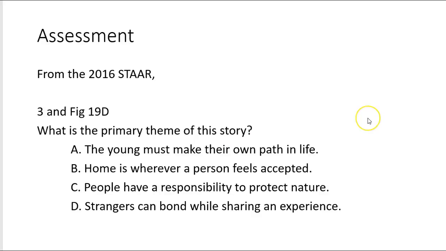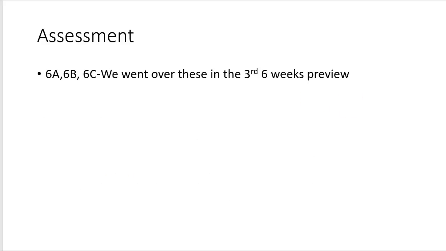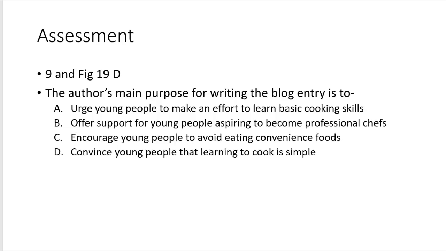If you notice, this question is on Standard 3, which is theme, and it's paired with 19D, and it just asks, what is the primary theme of this story? And you can see here is a theme statement. And there's 4 options, and the students have to weigh out which theme best fits the story. 6A, 6B, and 6C were the fiction standards, and we went over those in the third 6 weeks preview, so you might want to review that if you're wanting to look back at those.